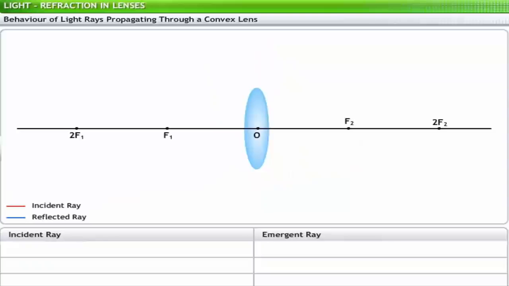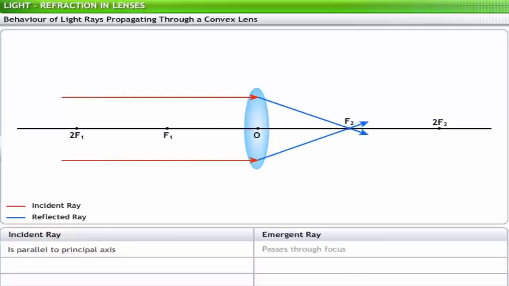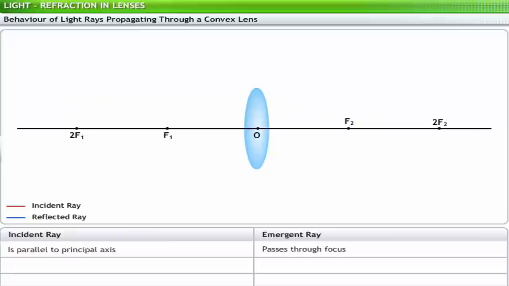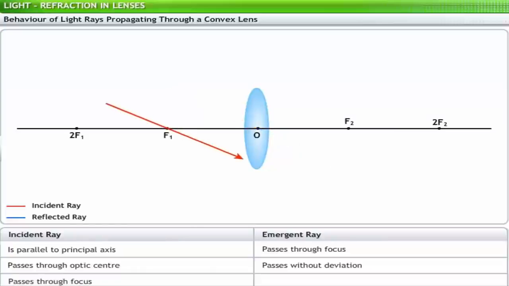Now let's analyze the light rays propagating through a convex lens. When an incident ray is parallel to the principal axis, the emergent ray passes through the focus. When an incident ray passes through the optic center, it propagates without any deviation. When an incident ray passes through the focus of a convex lens, the emergent ray passes parallel to the principal axis. Thus, we can predict the positions and the characteristics of the images formed using convex lenses based on how a light ray is incident on the lens.